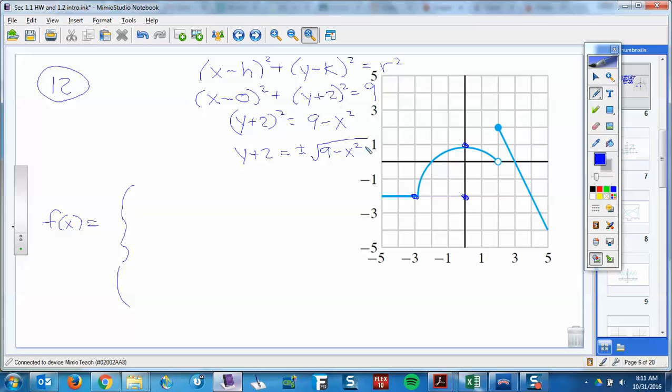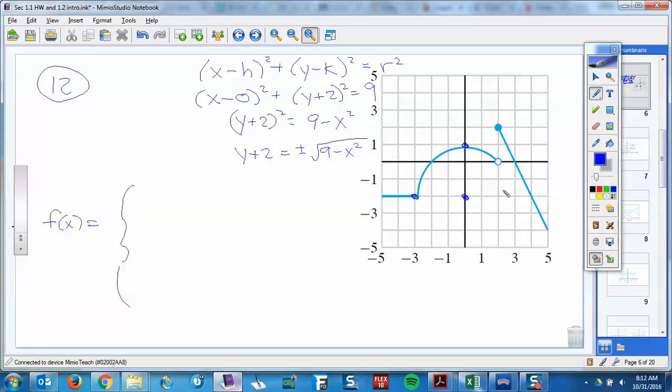And no, you cannot square root those and get 3 minus x. It doesn't work. You just got to have that. Do we want the plus or the minus? Because that's the top half of a circle. Doesn't matter that it's below the x-axis and part of it's negative. It doesn't matter. The plus on the square root is the top half of the circle. The negative is the bottom half of the circle.